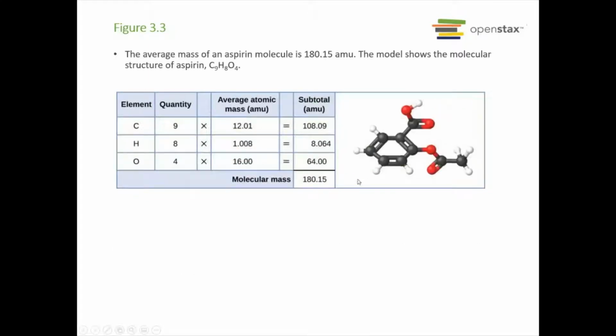So here is another example. This is the aspirin molecule. So it has 1, 2, 3, 4, 5, 6, 7, 8, 9 carbons. I know they're all written here, but may as well just show you. Oxygens, it has 1, 2, 3, 4, and then hydrogens, it has 1, 2, 3, 4, 5, 6, 7, 8. So you can see the quantities, and then they're being multiplied by their atomic mass for whatever atom it is. We get the subtotals for each one, add them all up, and we get a molecular mass of aspirin of 180.15 AMUs.